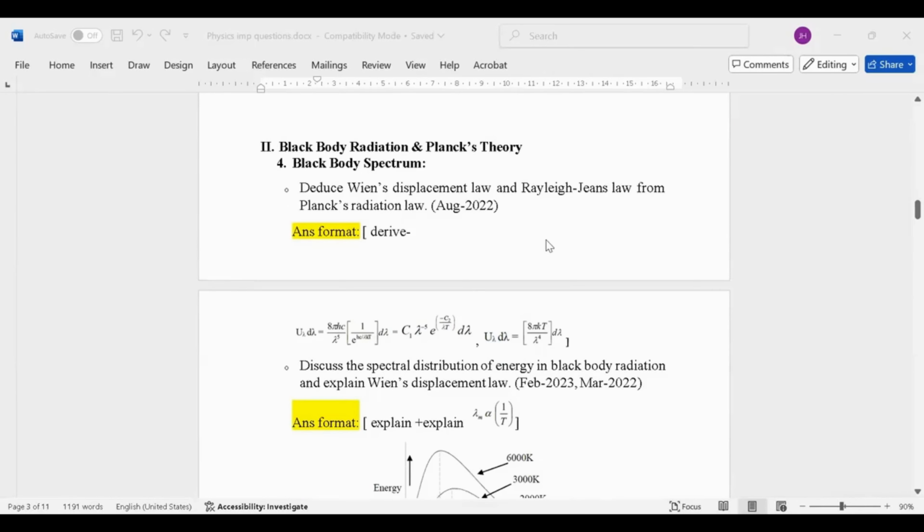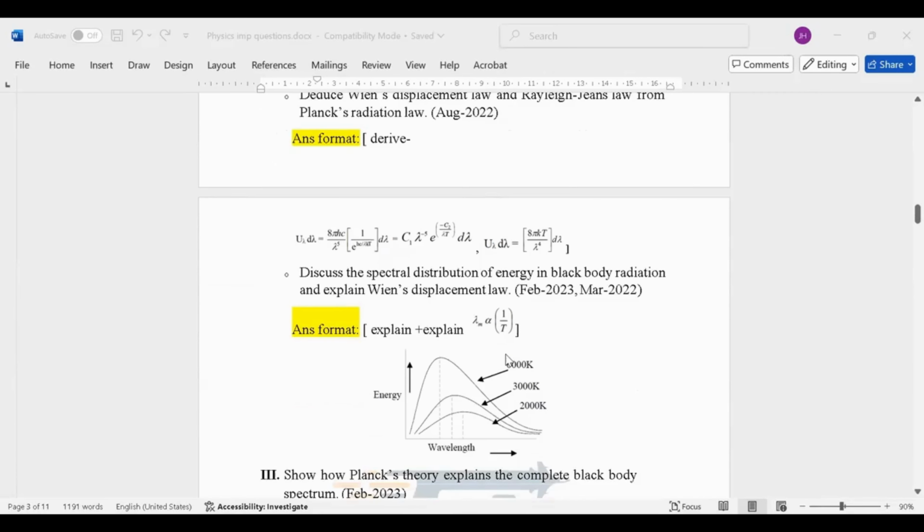Now coming to the black body spectrum. Deduce Wein's displacement law and Rayleigh-Jeans law from Planck's radiation law. So this is what you're going to derive for Wein's displacement law from Planck's radiation law, and this is what you're going to derive for Rayleigh-Jeans law from Planck's radiation law, right? Deduce means you have to derive. No confusion, right? In some other question, if they mention deduce, it means you are going to derive it.